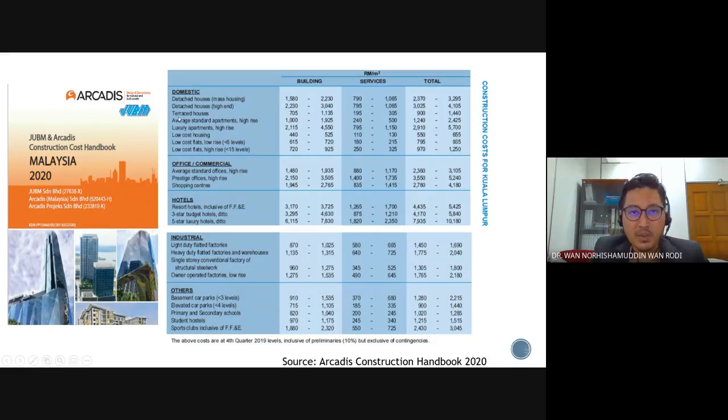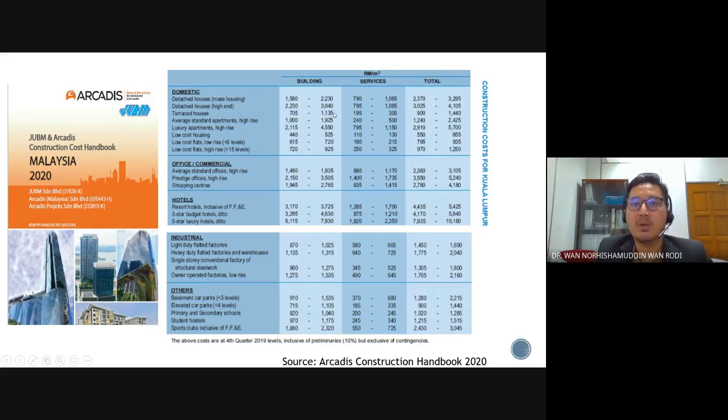Okay, for example, we look into the range of construction cost for terrace houses. So terrace houses show a range of between 705 to 1,135 ringgit per meter square. So in this regard, you have to find out what is the suitable range of costs for the proposed project, within 700 to 1135 ringgit per meter square.